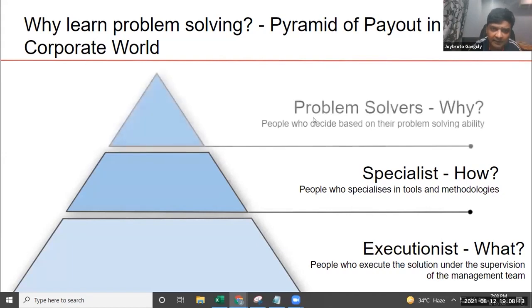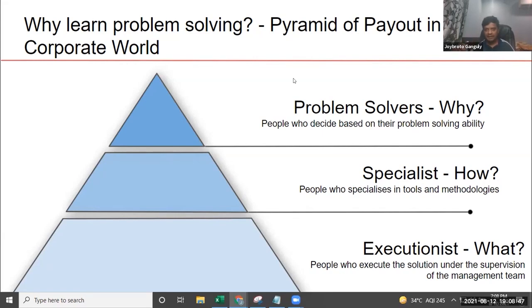But the ones who are sitting at the top are problem solvers who think about why. Why should I even invest in SEO? Why should I even do digital marketing? Why should I even have a digital marketing manager? The people who answer why are the highest paid people in an industry. And hence the need to learn problem solving, because if your aim is to earn more money as you grow up in your career, you have to get to the top of the pyramid. And the top of the pyramid are people who are basically problem solvers.